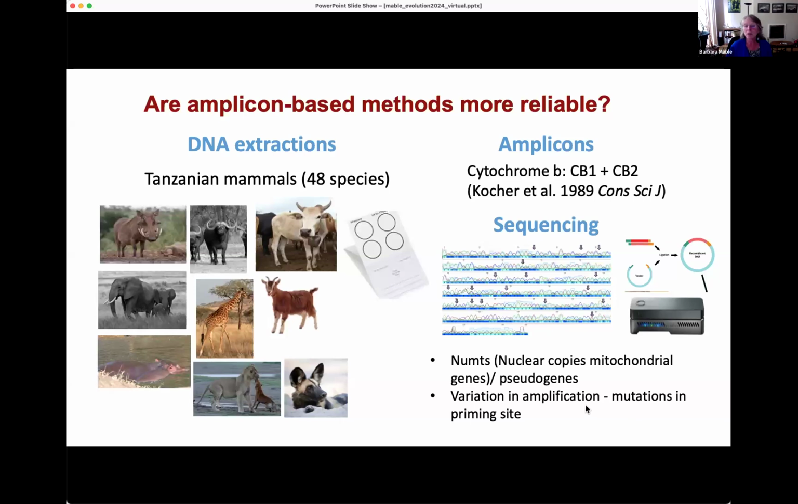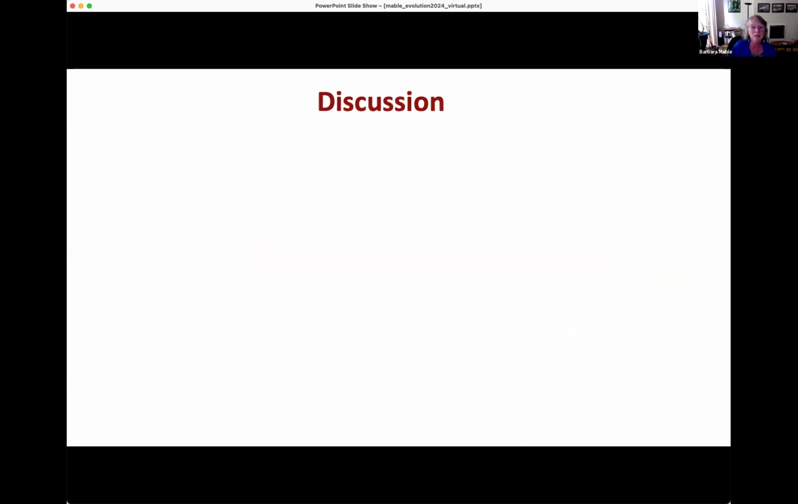And there's also variation in amplification, and we found there are mutations in the priming site. So these primers are very general, but they match some species better than others. And we tried redesigning primers, and it didn't make a huge difference, but in a few cases, we got better amplification. So the message here is, if you do any kind of amplification approach, it's going to have biases.